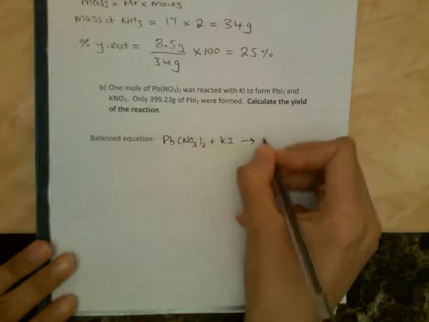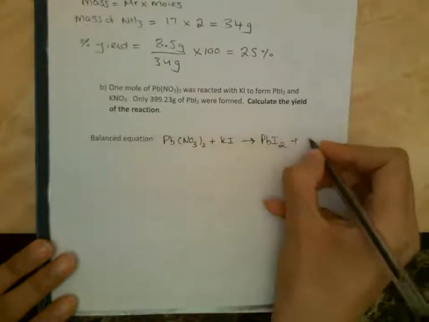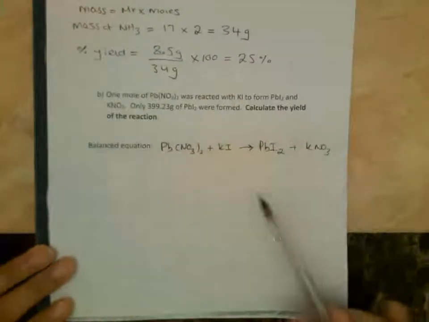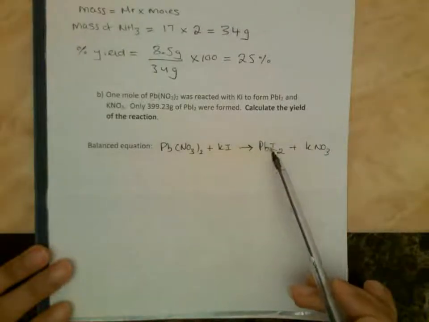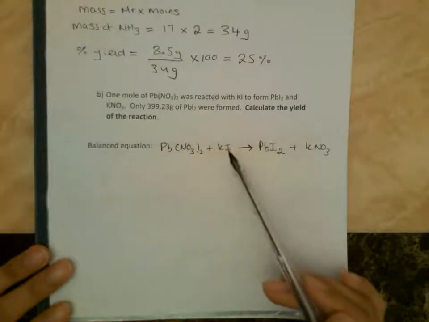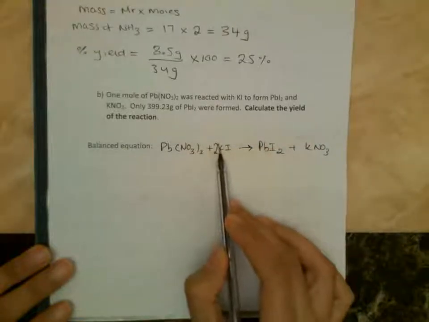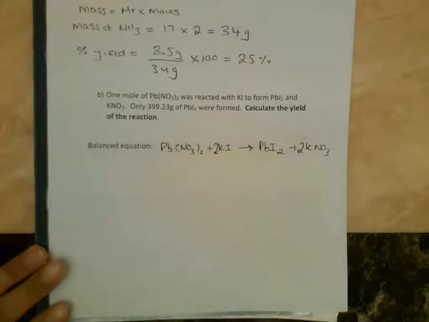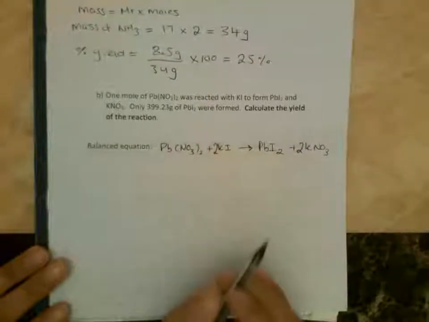Now, if we quickly take a look at this, what you'll notice is it's not balanced. So, iodide. We've got 2 iodines on this side, 1 on this side. So we're going to stick a big 2 in front of there. Now the potassiums are unbalanced, so we're going to stick a 2 here. Now, if we look at that, hey ho, we're doing well. It's all balanced.